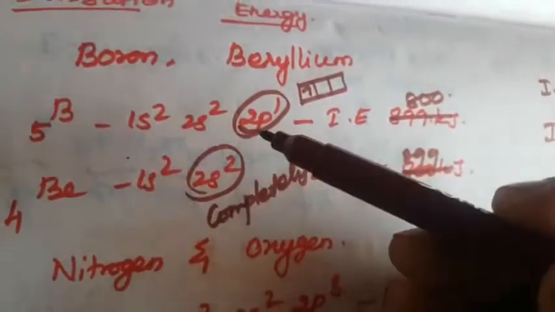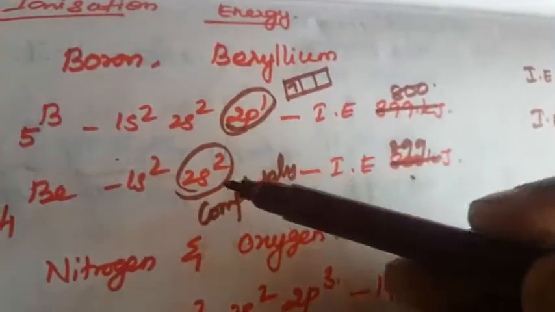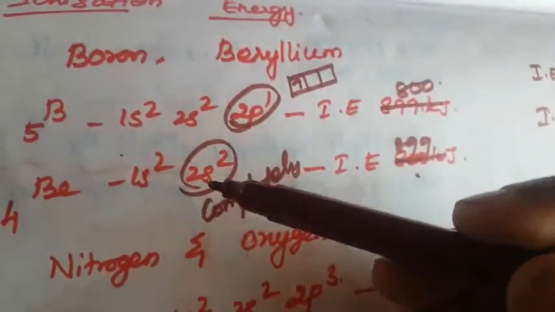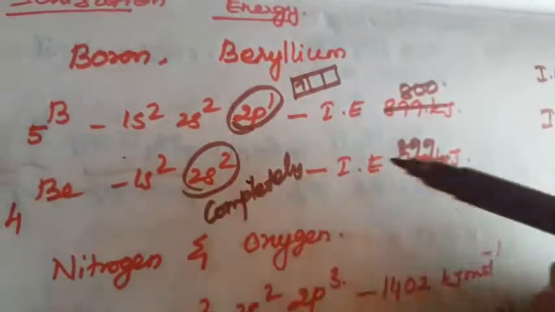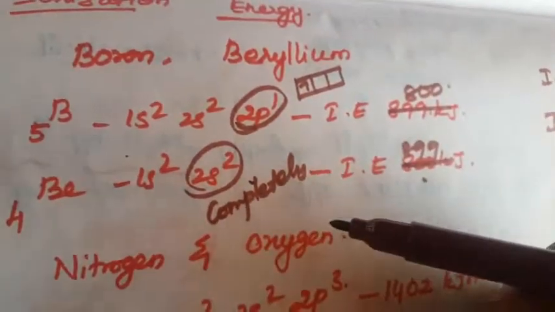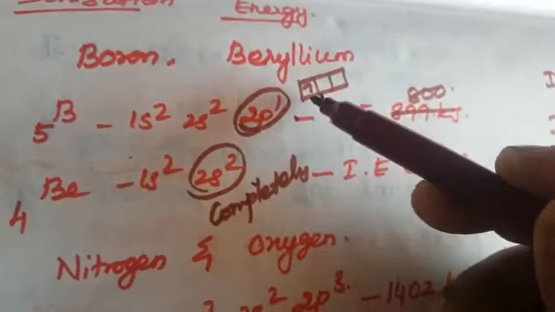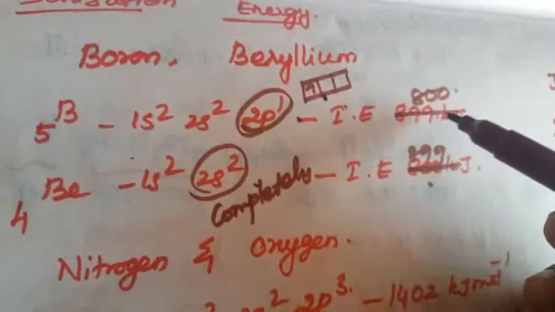First, write the electronic configuration of boron and beryllium. In beryllium the 2s orbital is completely filled, so we need more energy to remove the electron from the outermost shell. But in boron there is only 1 electron in the outermost shell, so we can easily remove that electron. The ionization energy of boron is very less when compared to beryllium.